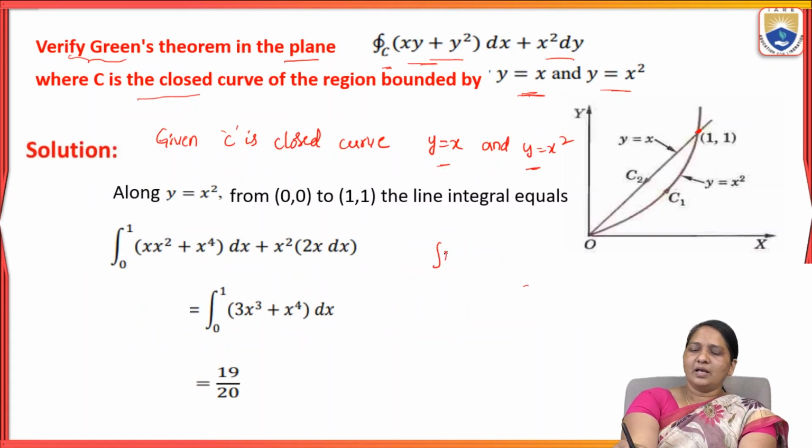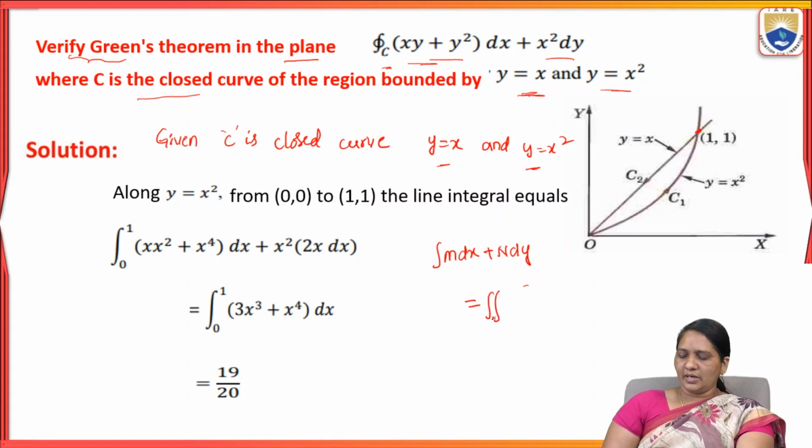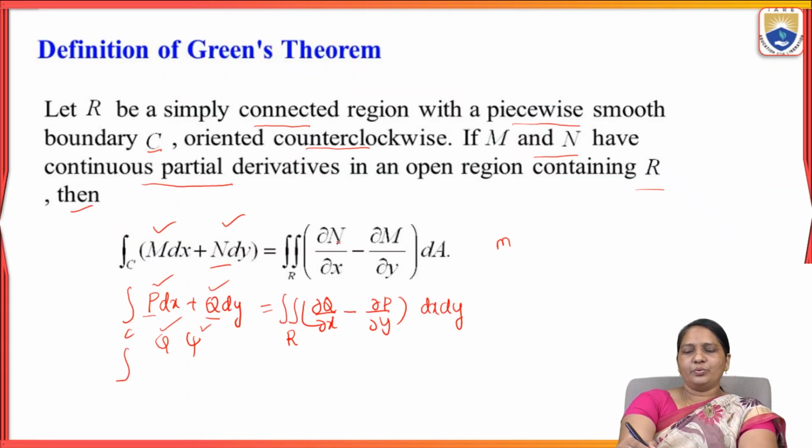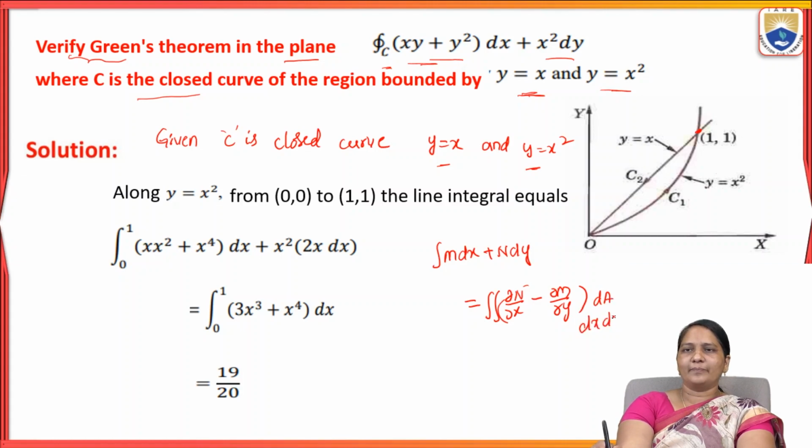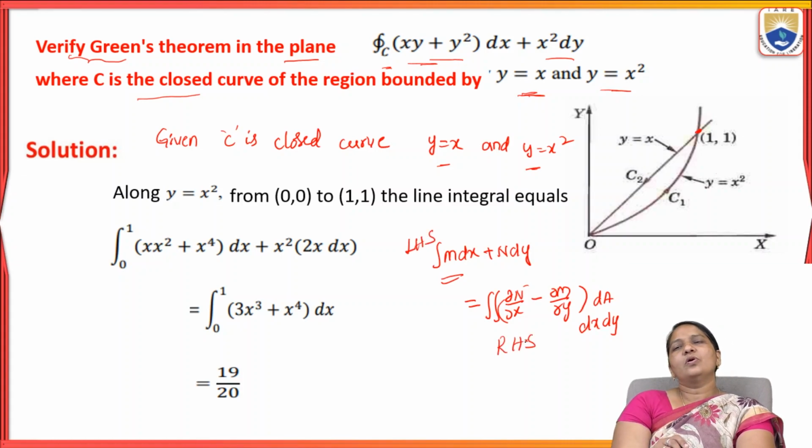Integral M dx plus N dy is equal to double integral (∂N/∂x minus ∂M/∂y) dA, or nothing but dx dy. So here this is the LHS part, and this is the RHS part. So we can calculate the value for any one side when applying Green's theorem.